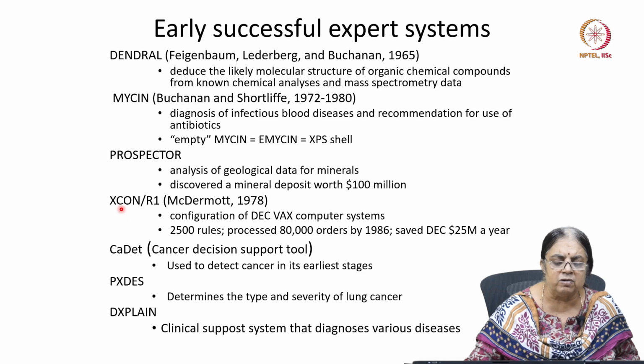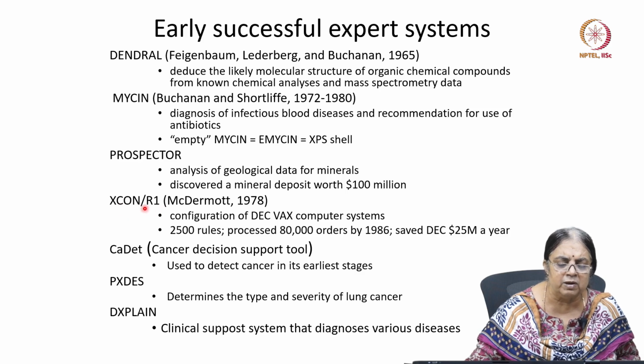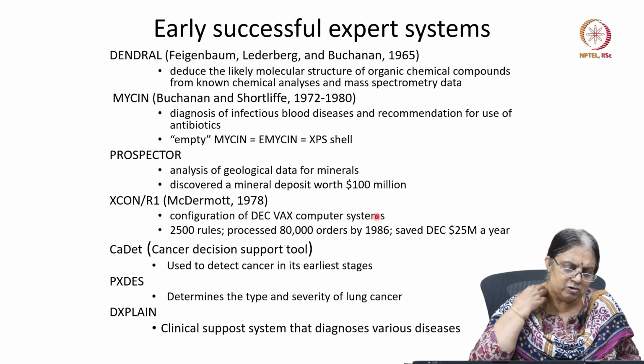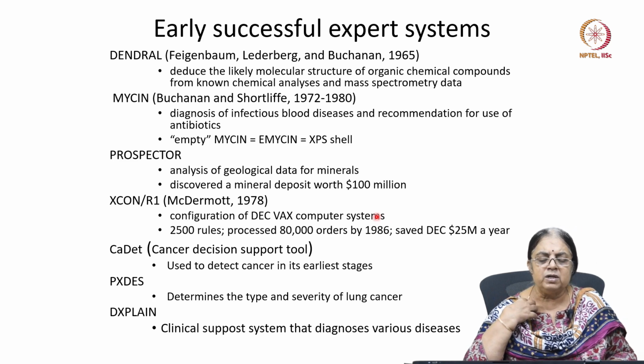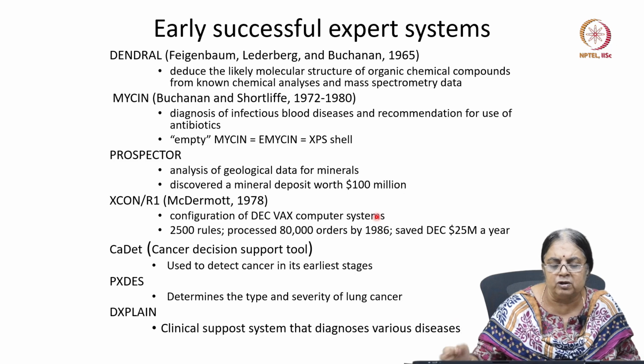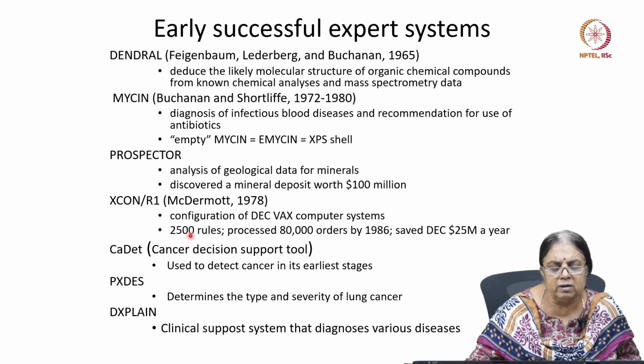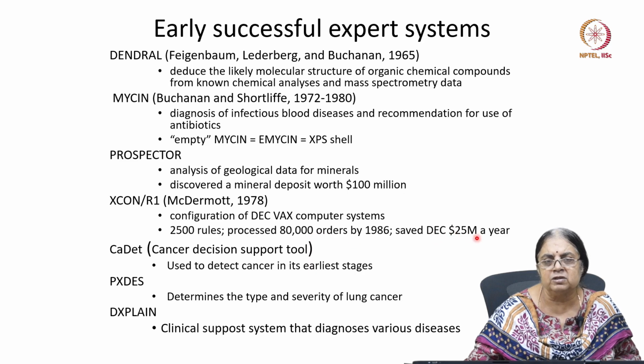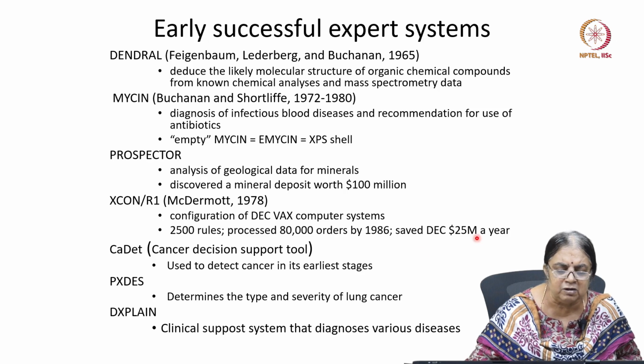And XCON, or R1, which was used for configuration of DEC VAX computer systems. Of course now these computer systems are not used, but at that time it was used to configure according to what the user actually wanted. It had 2,500 rules and it processed 80,000 orders and saved DEC $25 million a year. So it was really very useful.